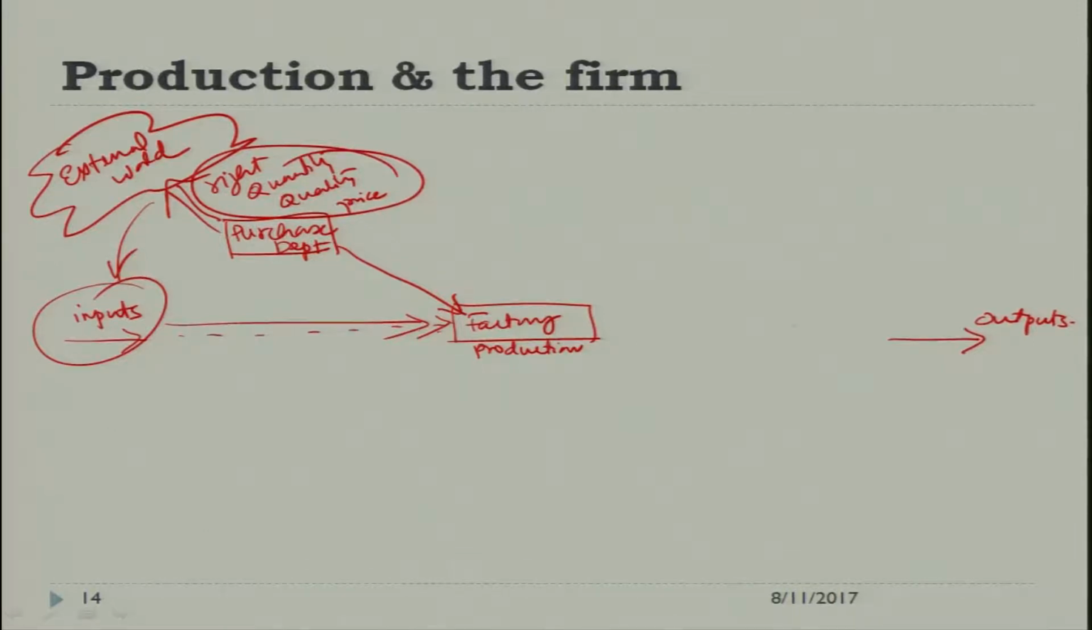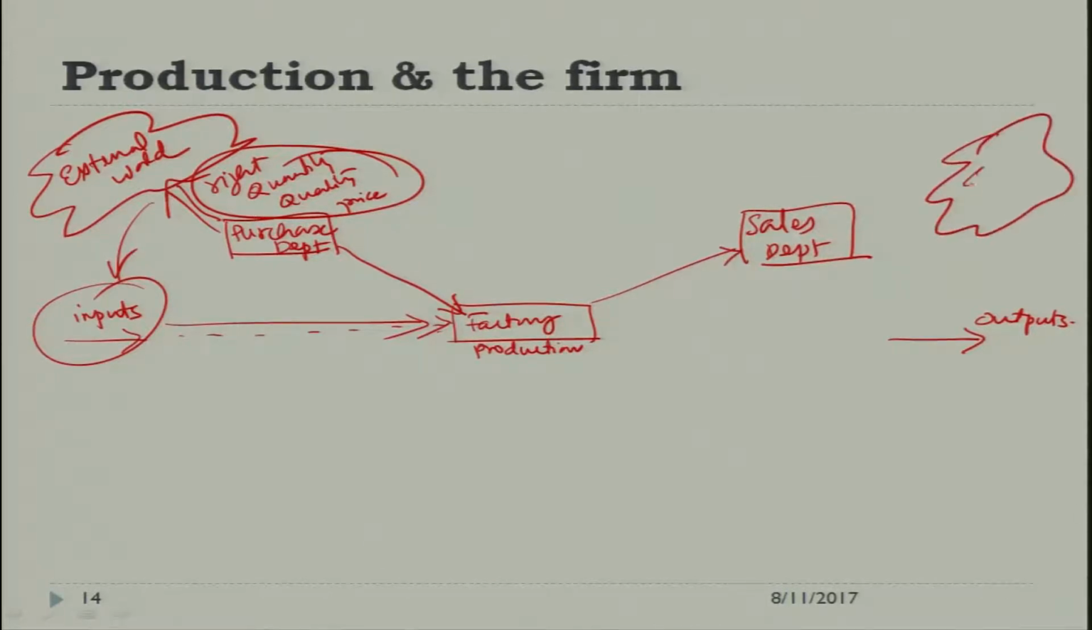Then the factory converts that into outputs, but the factory is also not worried about selling them. So they created what they call a sales department, and they tell the sales department, go deal with the external world, find the customer, find the ways to find the customer and sell the product. The finished goods get out of this. So the sales department started managing the sales of the finished goods.